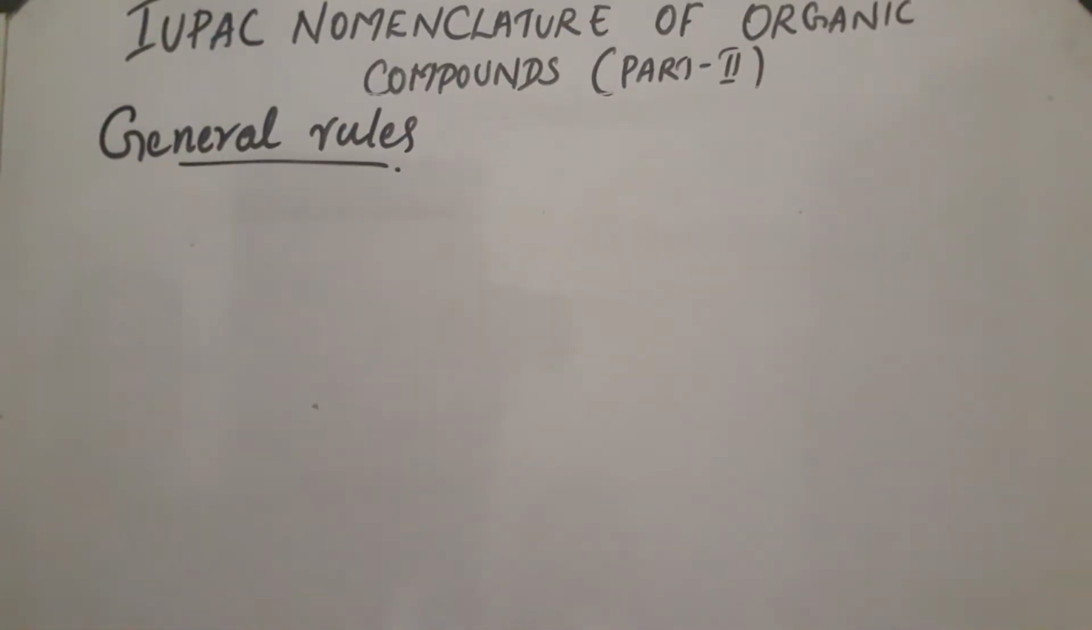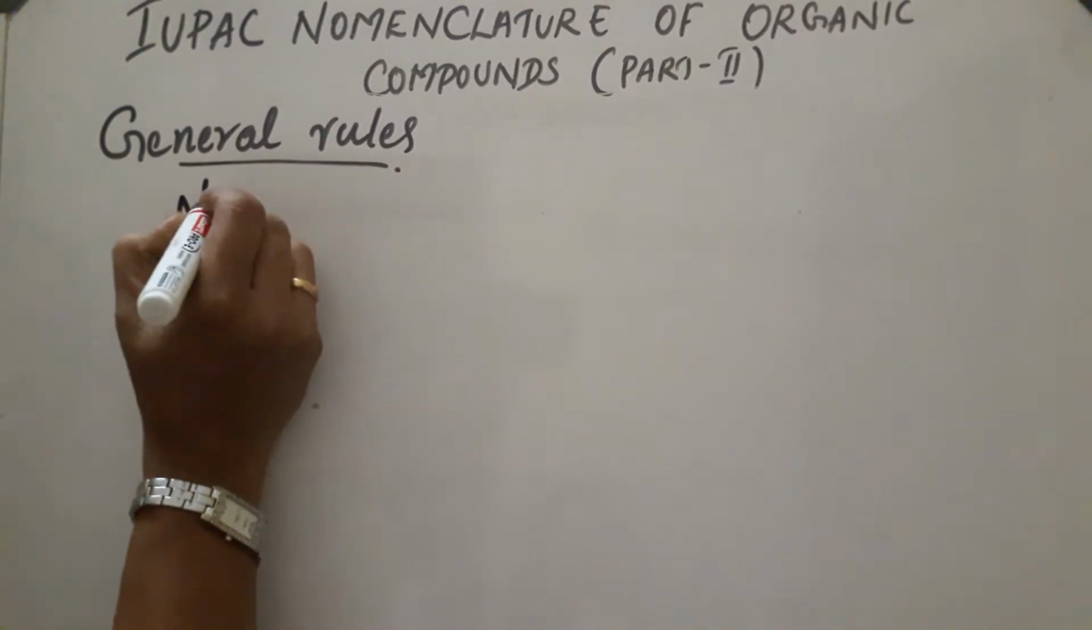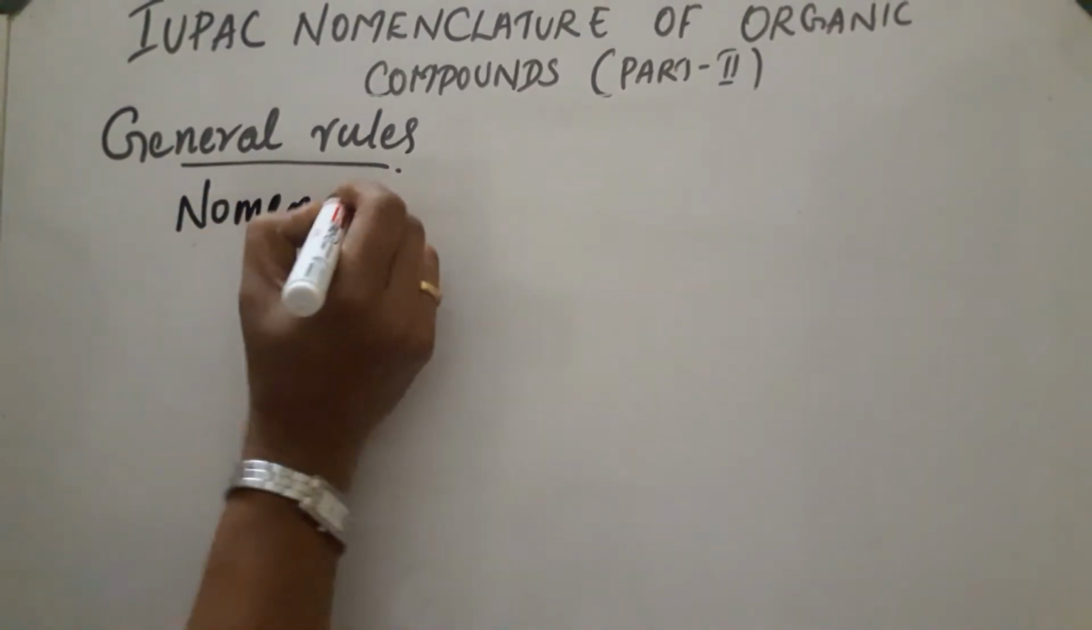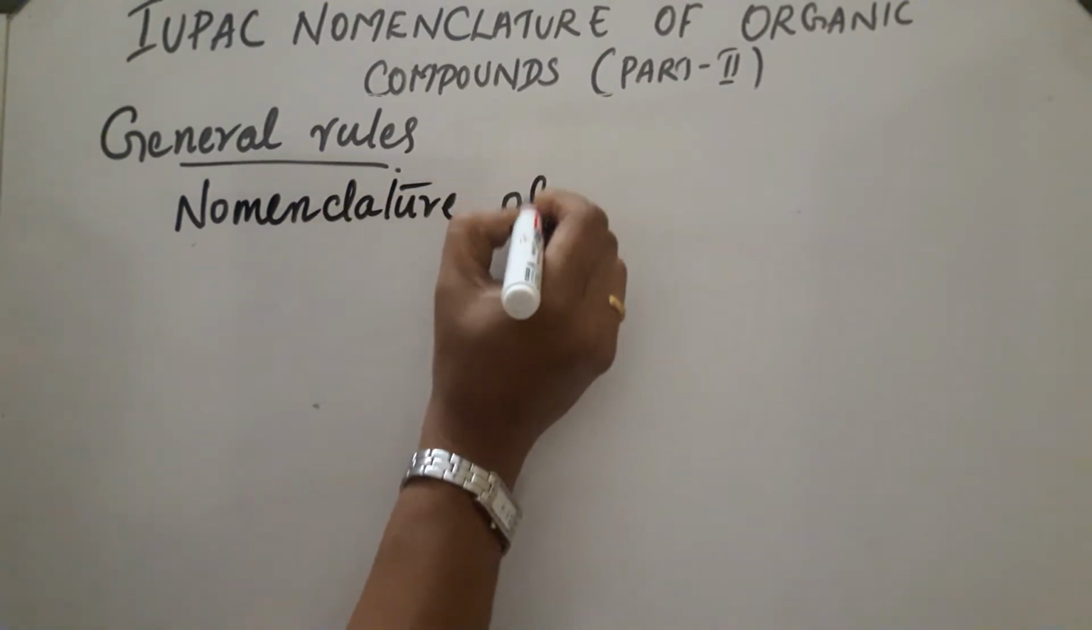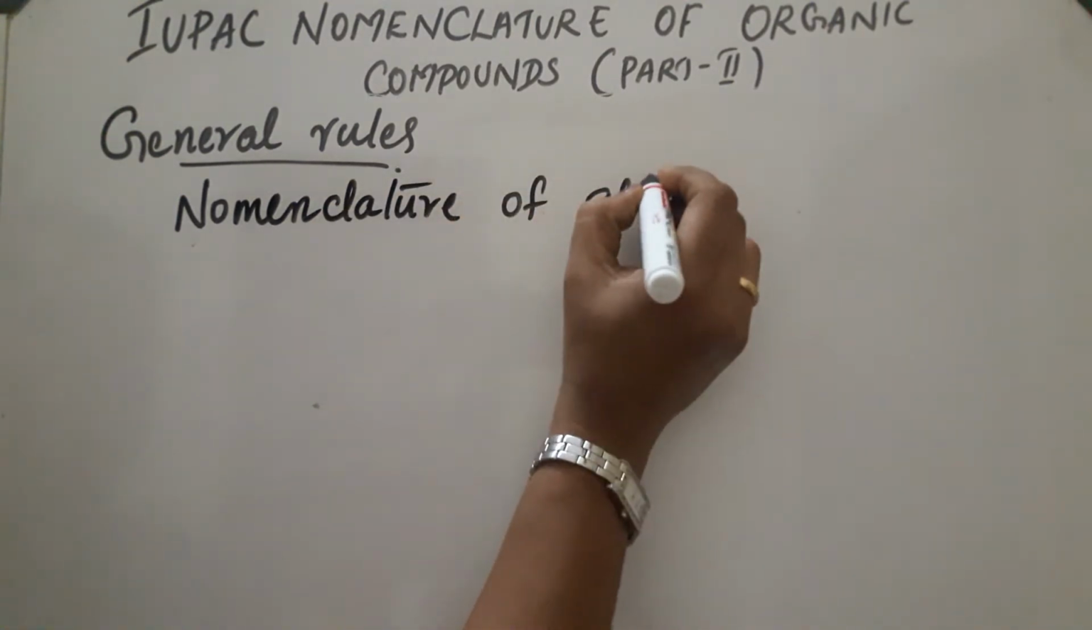IUPAC Nomenclature of Organic Compounds, second part. General rules for the IUPAC nomenclature. First, the nomenclature of saturated hydrocarbons. General rules for the nomenclature of saturated hydrocarbons, or alkanes.